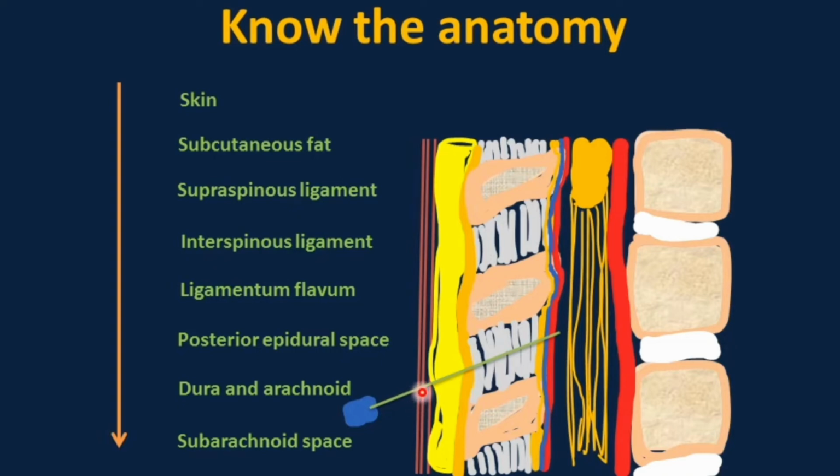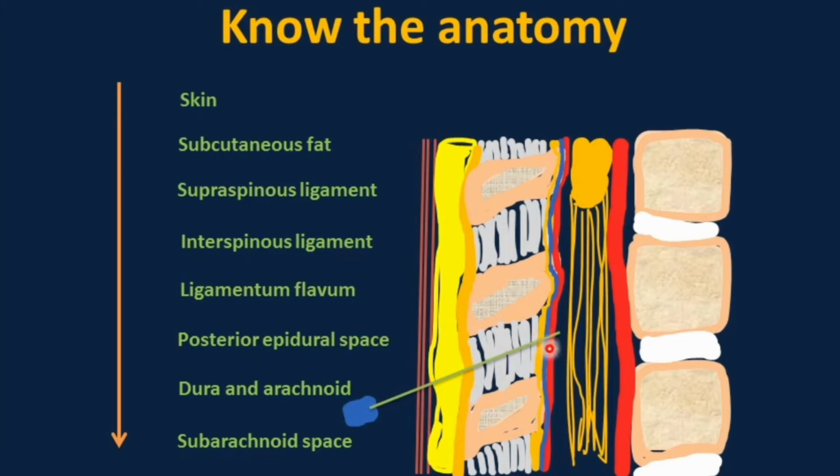When you insert the needle, you penetrate the skin and the subcutaneous fat, then the supraspinous ligament, and then the interspinous ligament, which is the thickest part. Then you will hit the ligamentum flavum, after that the posterior epidural space, then the dura, and finally the arachnoid. Then after the arachnoid, you will be in the subarachnoid space. This is where the CSF will come from.